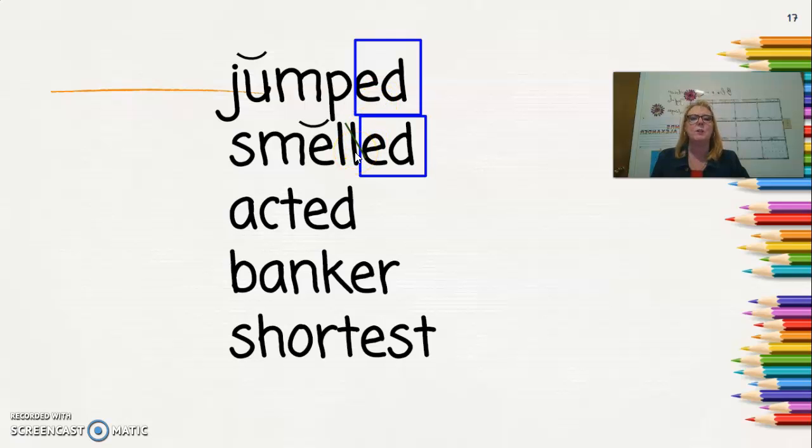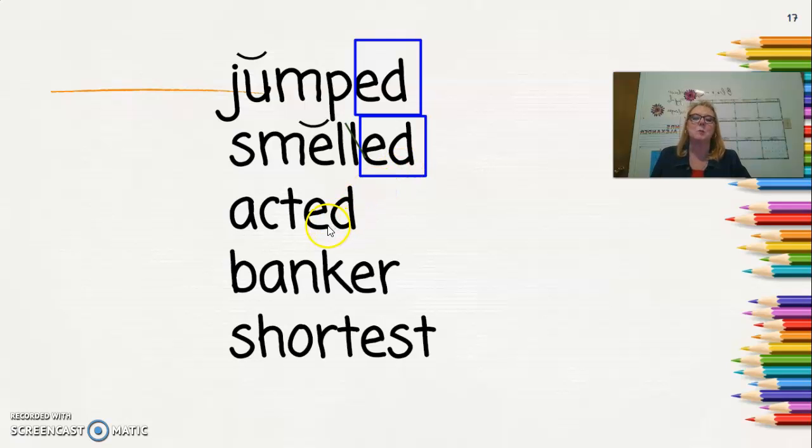What about this L? Is it voiced or unvoiced? Let's try. L. Oh, did you discover that it was voiced? When we say smelled, is D voiced or unvoiced? D, d. It is also voiced. So when the final consonant in that base word is voiced, the ed sound will be voiced and it will say D. Good thinking. I'm glad you were paying attention.